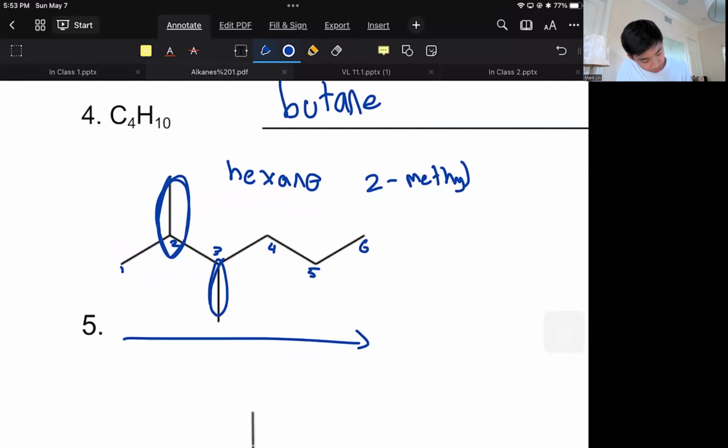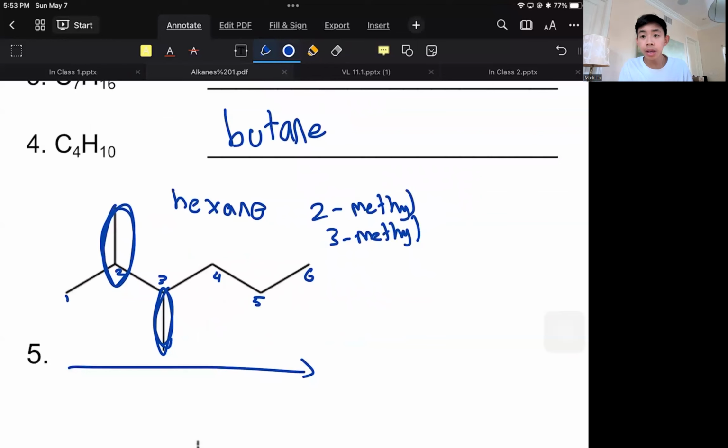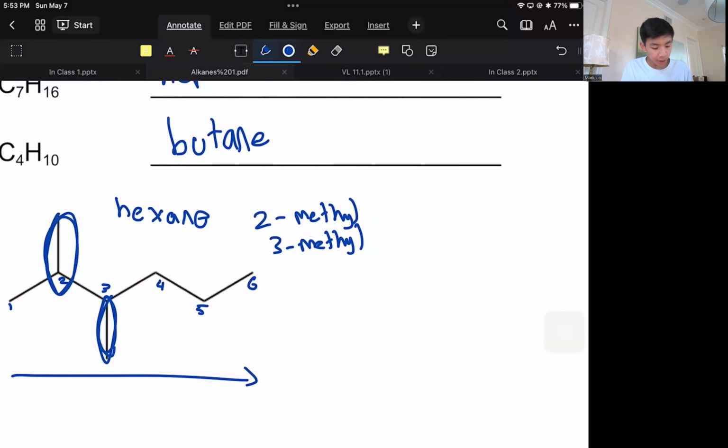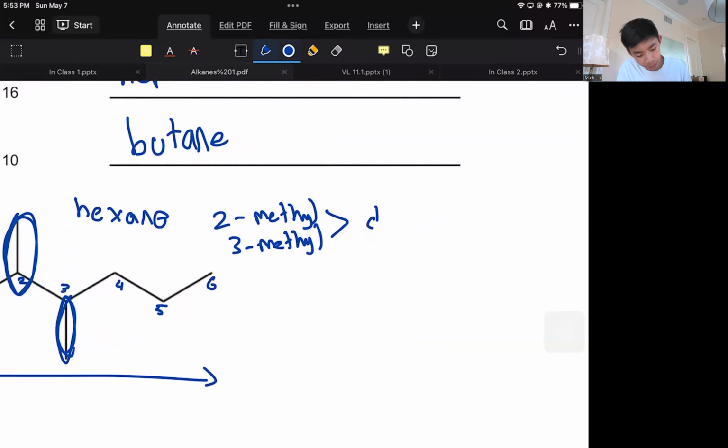At three, we also have another methyl, and that's it. Since there are two methyls, it's going to be dimethyl. Di means two. So in order to name this, pulling everything together, it's going to be 2,3-dimethylhexane.